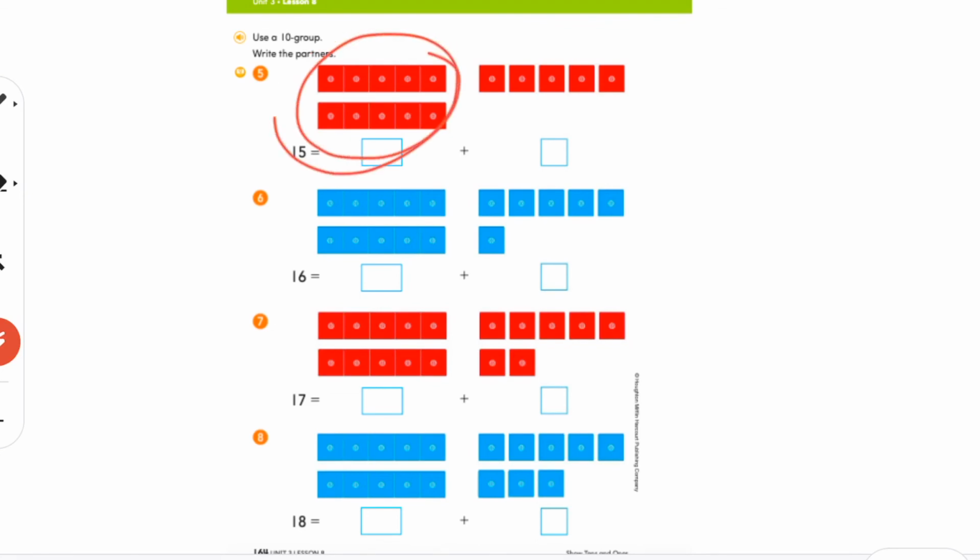What do we know about this first partner? Well, we know that there are 10 in that first partner because it's a 10 group. There's 5 on the top, 5 on the bottom. So there's 2 5 groups, which equals that 10 group. So we know that there is a 10 group right there. And take a look. That's the same as this one and that one and that one. So we know right away that those ones are our 10 groups. So that's the number 10.